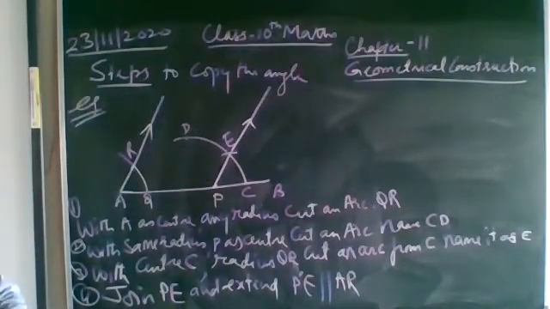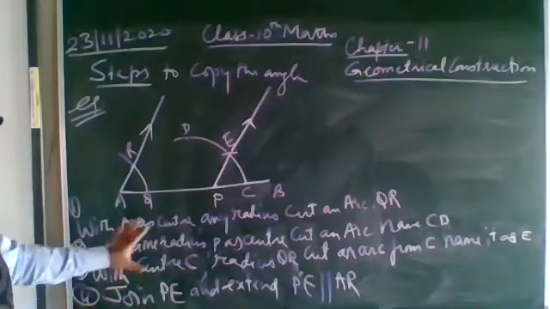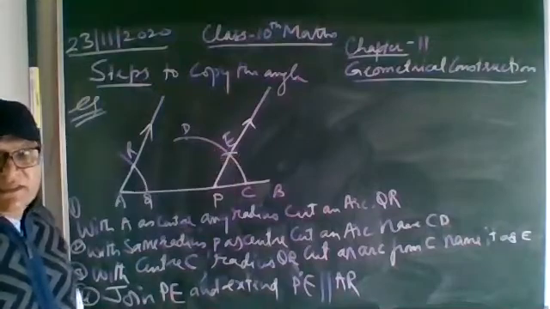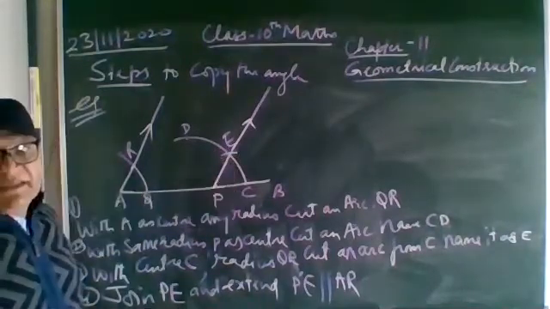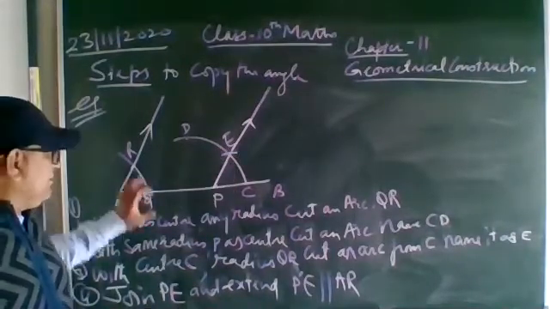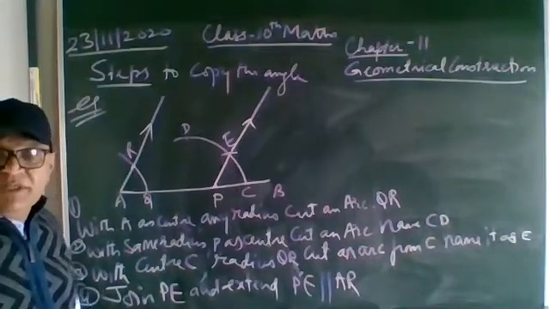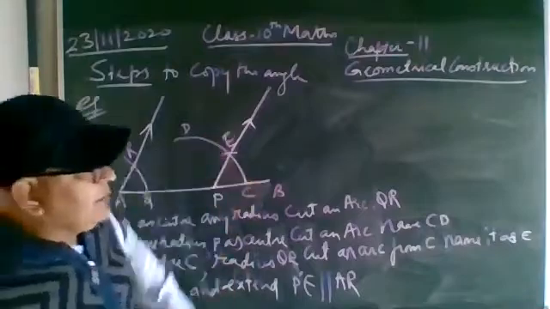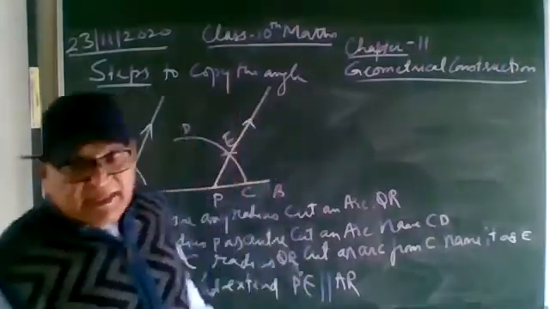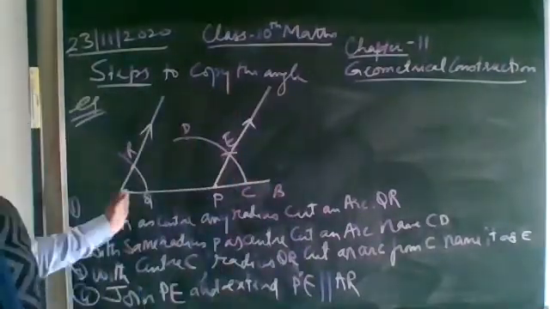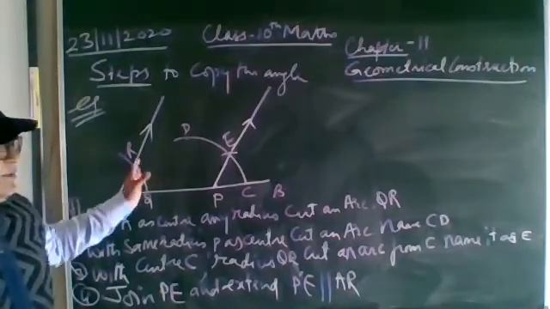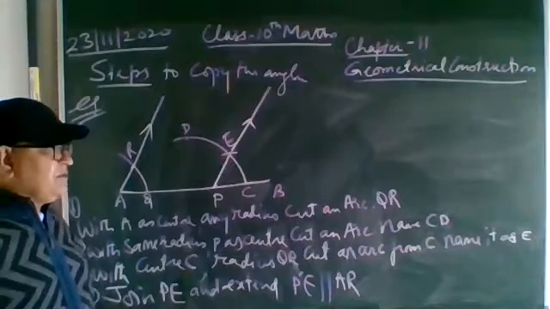These are the steps of construction to copy down the angle. No need to write them in the exam, you will only say we will copy down this angle. You can copy down with a compass and protractor, but if the exam says to use ruler and compass, then you have to use this method directly. Otherwise, you can make the angle with the protractor, and that is also correct.